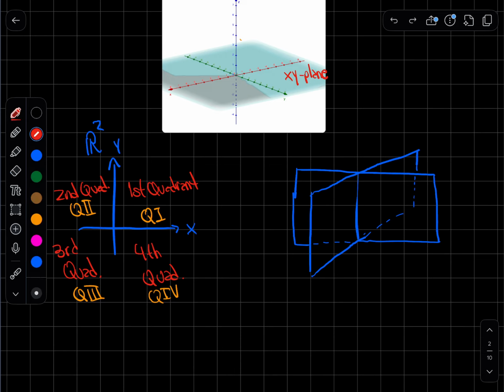For obvious reasons. So let me also draw the ground a little bit. I'll try my best. It's kind of hard to do. But I'll draw the floor, the ground, that being the other plane.